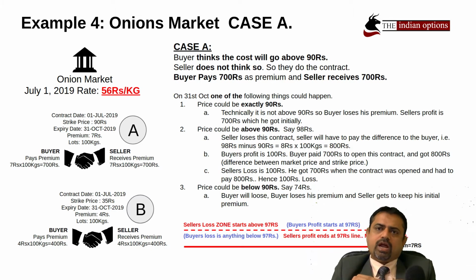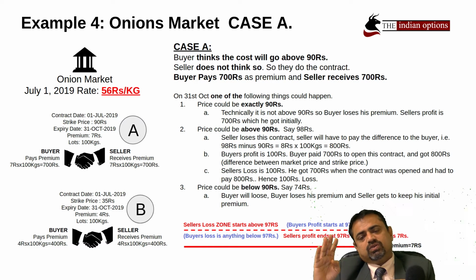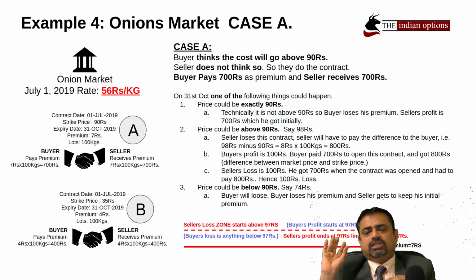So anything above 97, if the price goes to 300 rupees, 300 minus 97, that is 203 rupees loss per kg for the seller, right? So the seller's loss will start from above 97 rupees. The buyer's profit will start from 97 rupees onwards, whatever it is, extended profit. If it is like 1000 rupees per kg, then the seller is going to lose a lot of money in a very big way, and the buyer is going to gain a lot of money in a very big way.